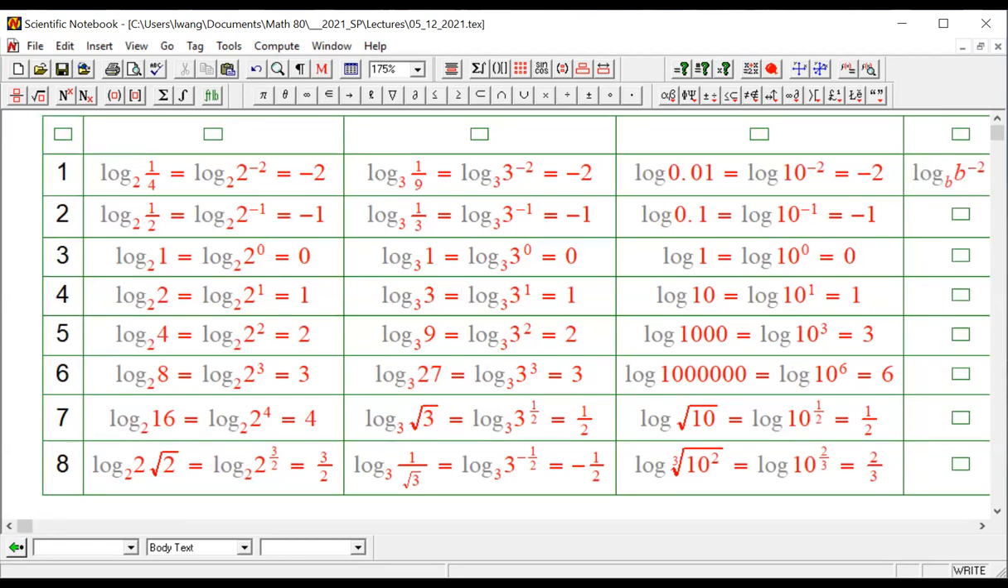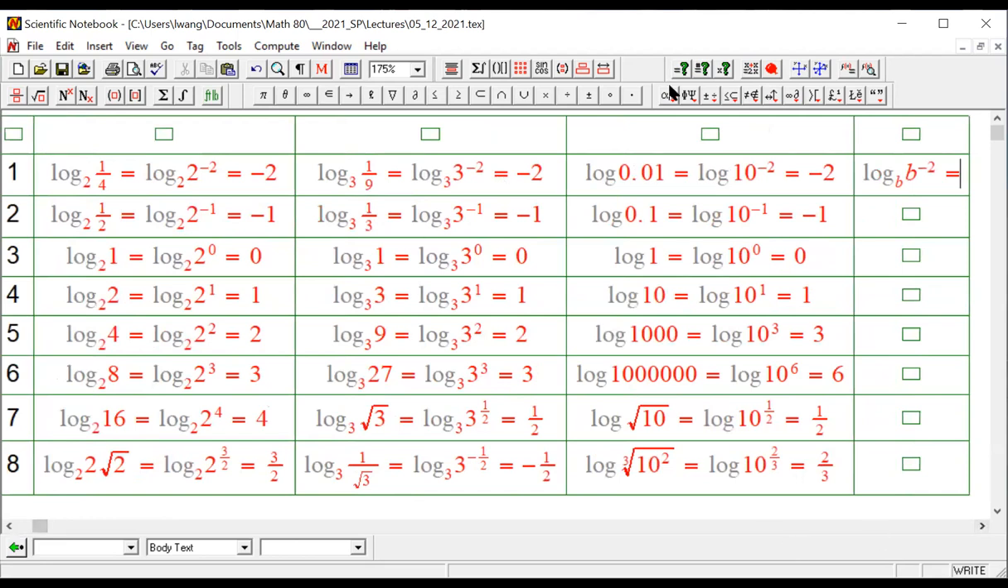From the first row, base B is 2, and this is 2 to the power negative 2, and base 3, 3 to the power negative 2, and base 10, 10 to the power negative 2. And now we have a base B to represent B raised to the power negative 2 for all three cases. This is the representative, right?